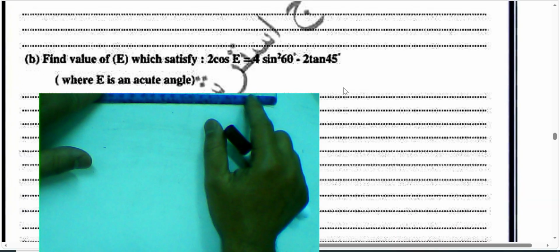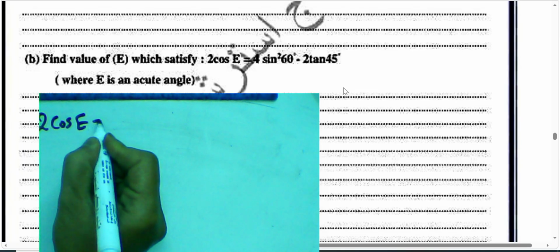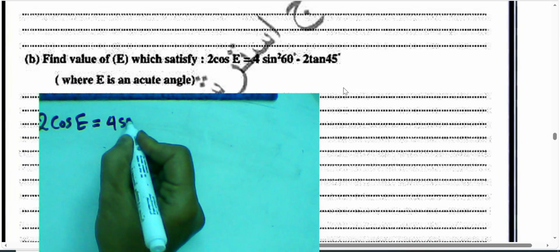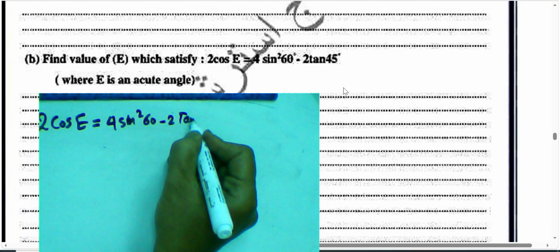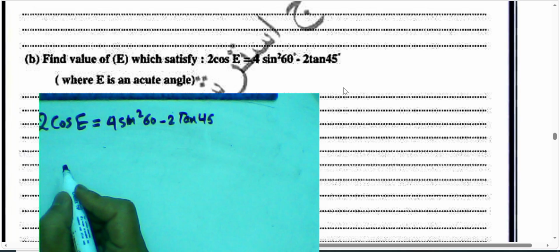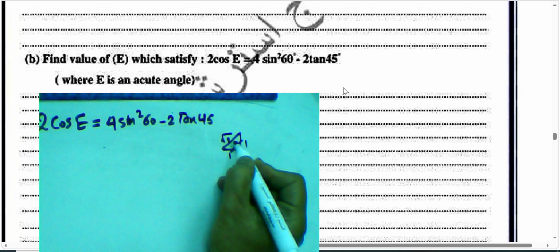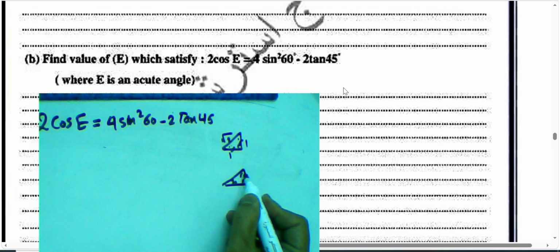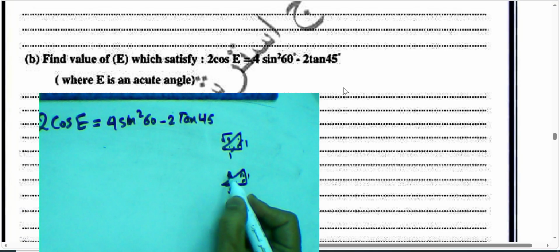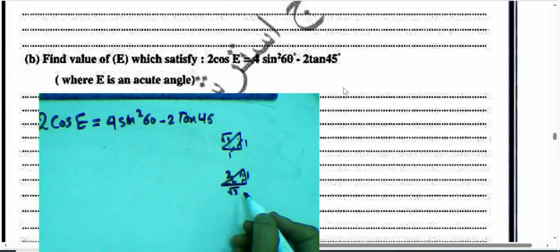Find the value of e which satisfies 2 cosine e equivalent to 4 sine 60 power 2 subtract 2 tan 45. First step, we can find the answer from two triangles. We know the isosceles triangle like this, 45 and 45, and the other triangle, 30 and 60. We have 30 and 60, sides 1 and 2, and here root 3. Okay, we have 30 and 60, and we have root 3.